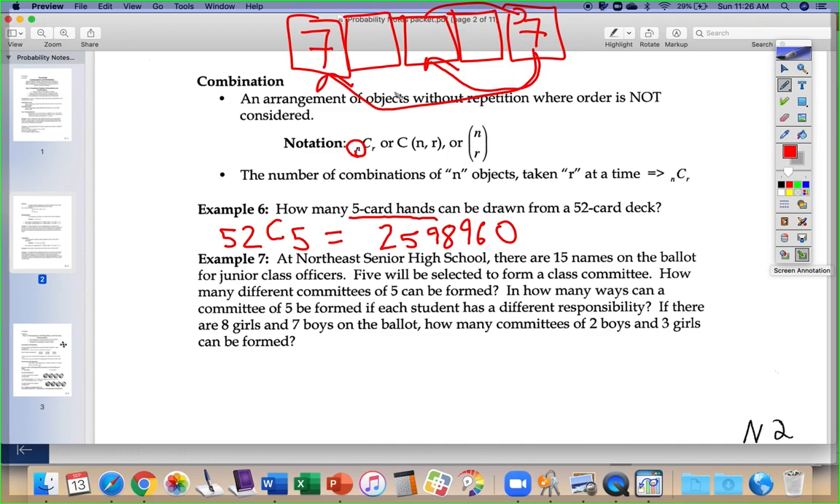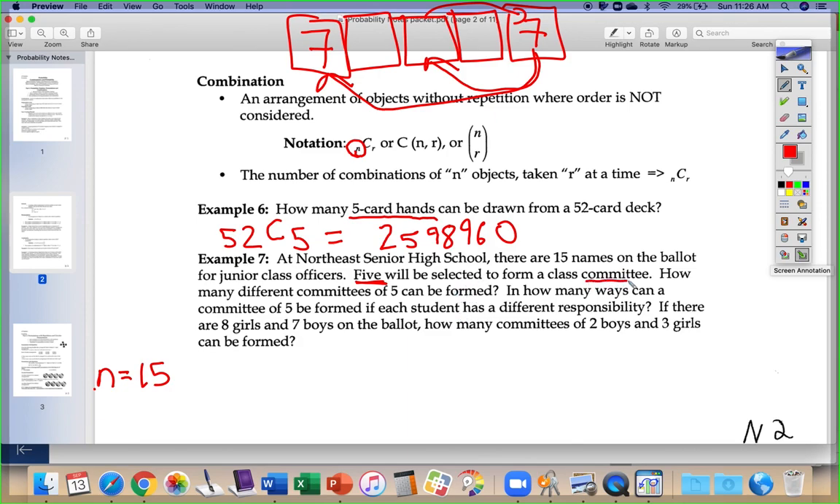Just groups of 5. Okay, this next example has a few mini examples in it. At Northeast Senior High School, there are 15 names on the ballot. So our n, our sample, is 15. Our total people is 15. 5 will be selected to form a committee.